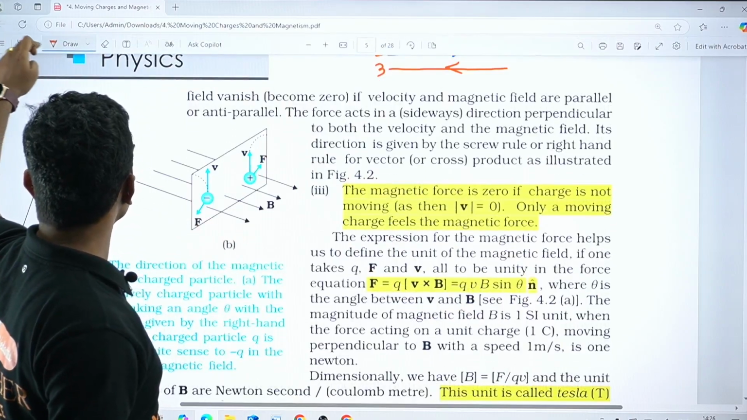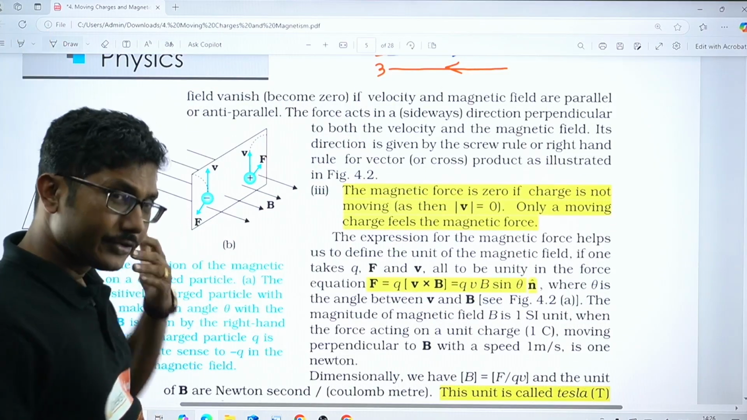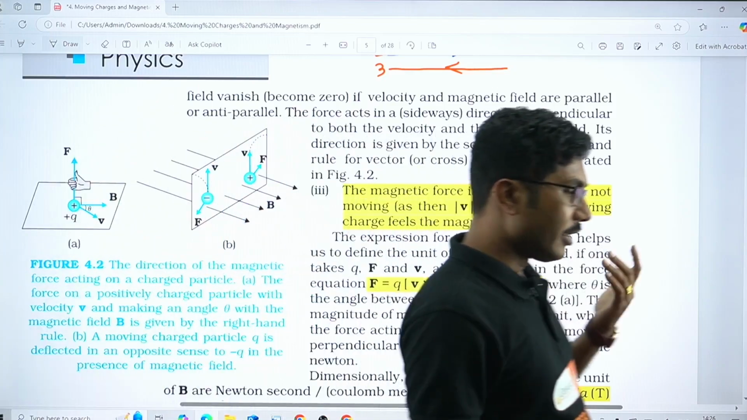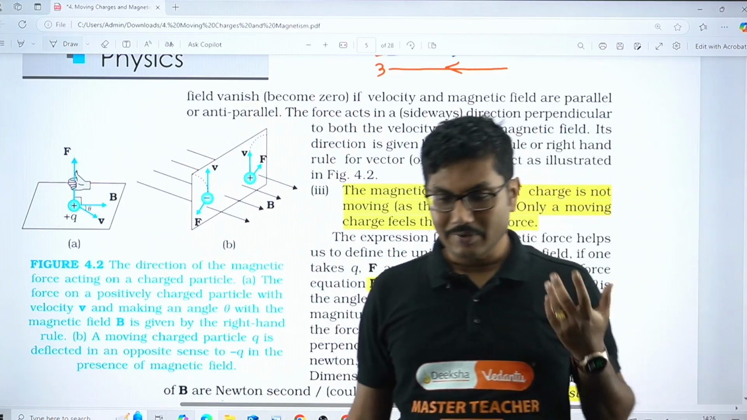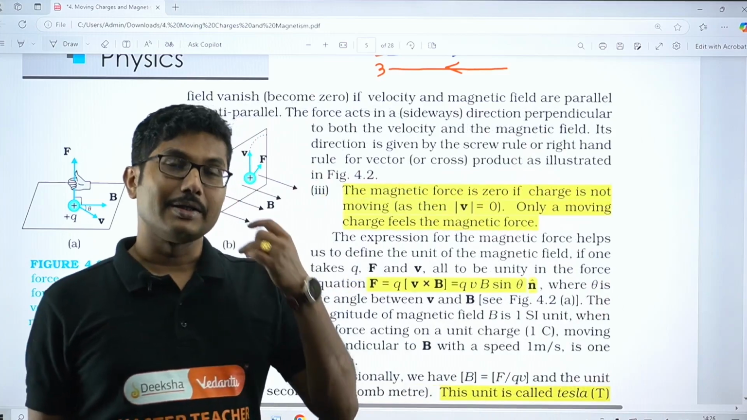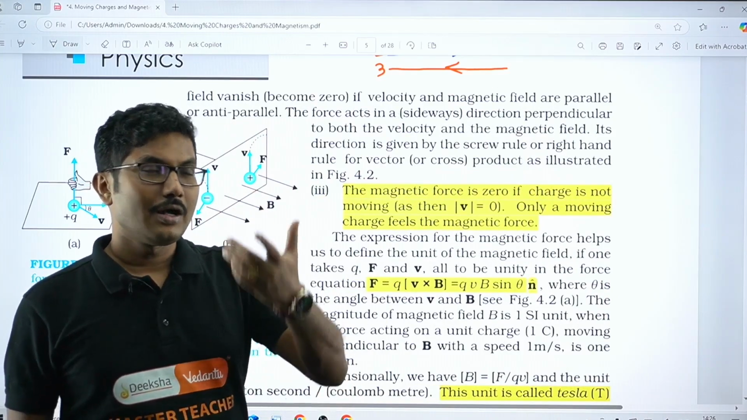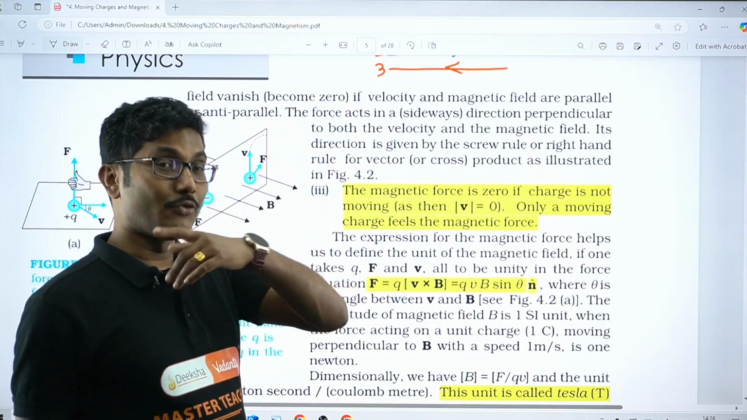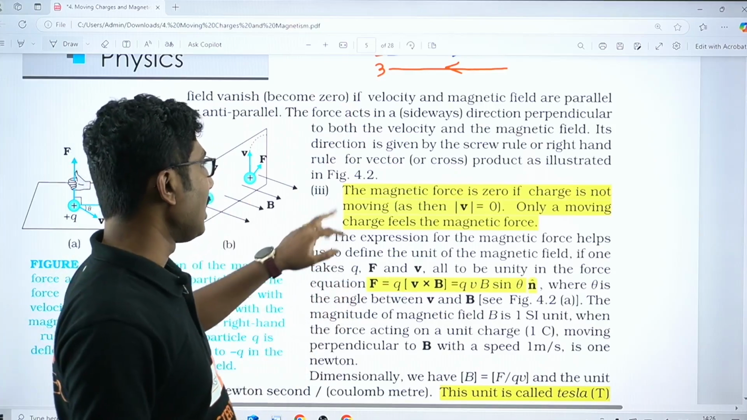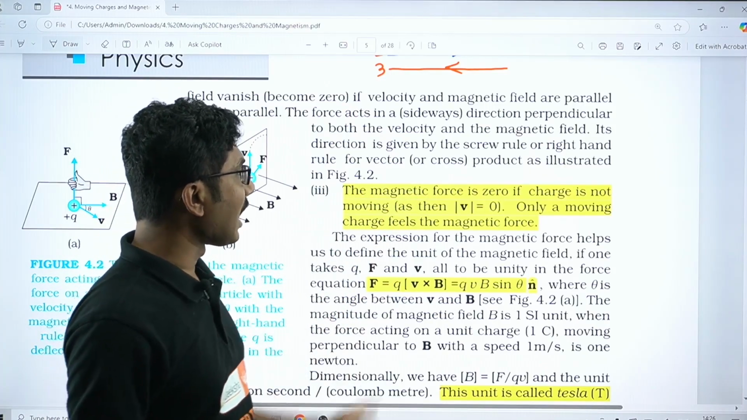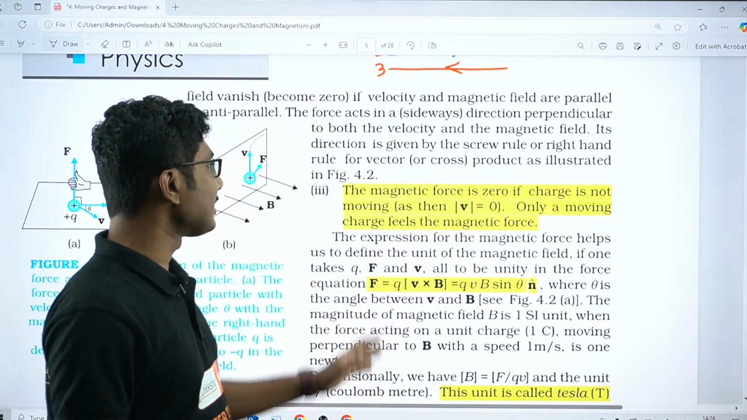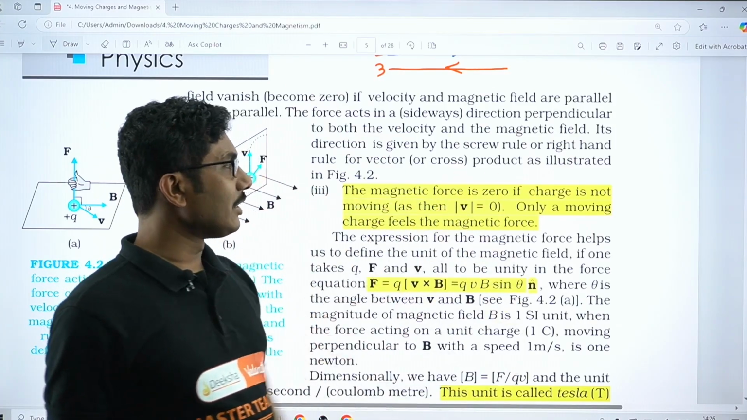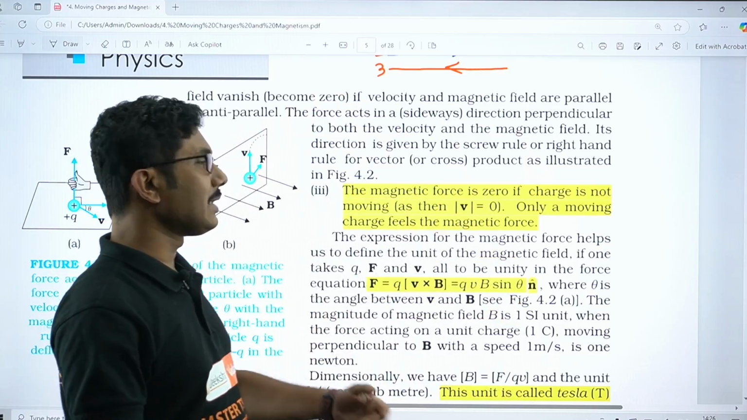If they are perpendicular, the magnetic force is maximum. Generally we have seen in the case of work done etc., when they are perpendicular the work done is 0, but in the case of magnetic force, the force is maximum when they are perpendicular. The magnetic force is 0 if the charge is not moving, obviously, as V is equal to 0. Only a moving charge feels the magnetic force.